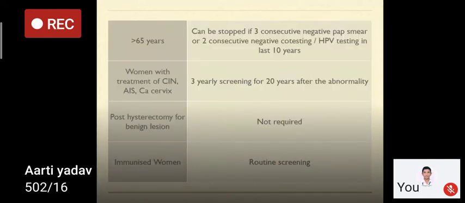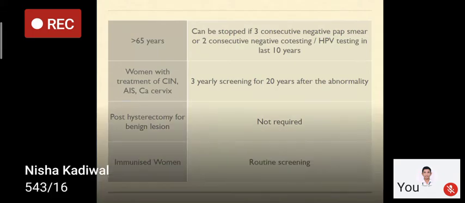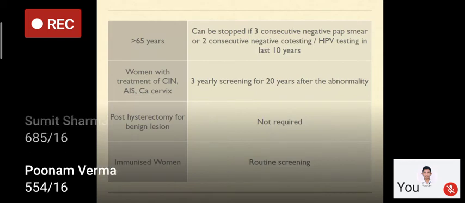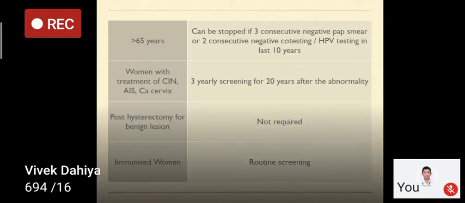In more than 65 years of age, screening can be stopped if there are three consecutive previous negative PAPs or LBC, or two consecutive negative co-testing with HPV in the last 10 years. So she had two HPV tests which are negative for the last 10 years. The screening can be stopped at age more than 65 years, or after three consecutive negatives. That means around 10 years she has been lesion free.